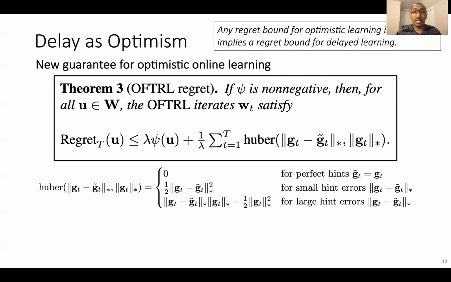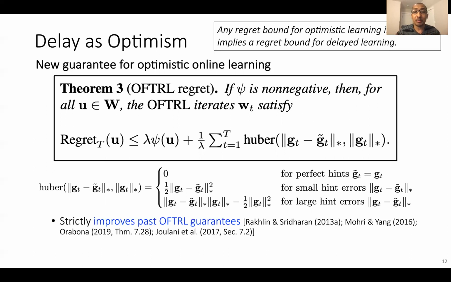Let's unpack this a bit. The bound is in terms of this Huber function. That's the standard robust Huber function. And what's the property of this function? Well, first, this Huber term is going to be 0 if your hint is perfect. So if you give a great guess about the future, that sets that regret term to 0. It grows quadratically when your hint error is small, and then it grows linearly when your hint error is large.